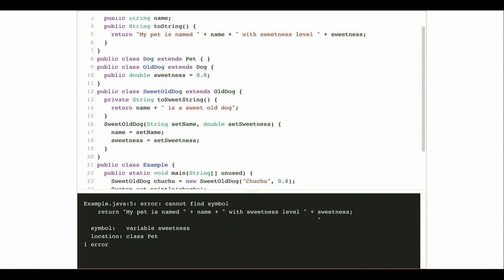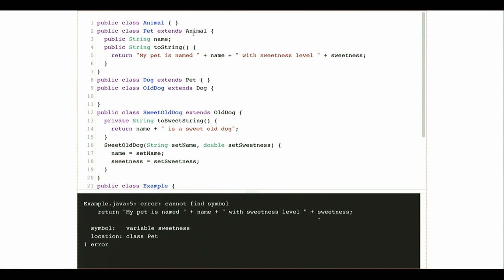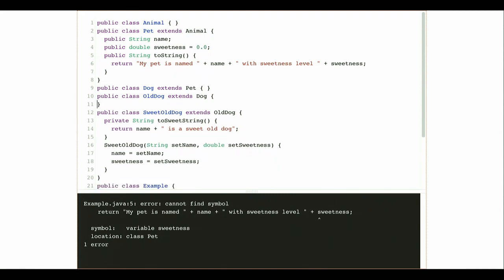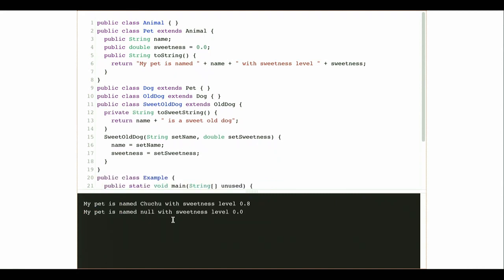So I'll put it in the pet class, and see if that works. Okay. So that works. But what's wrong with this? Why might I not want to do this? What I'm doing, actually, is I'm now saying that every pet has a sweetness level. And maybe you think that, but maybe you feel like sweetness level is something that only sweet old dogs have.